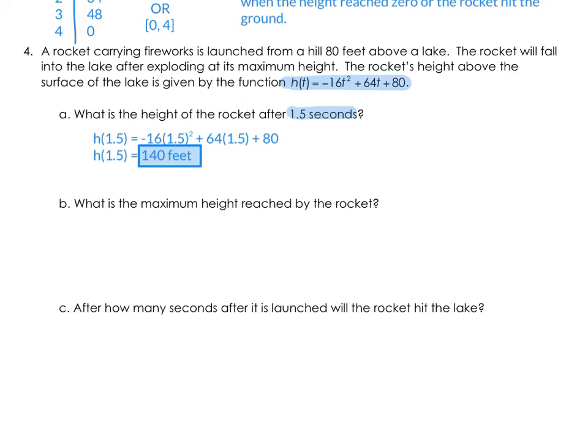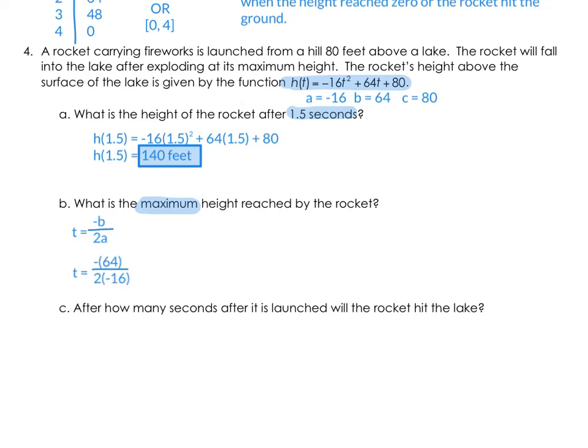The next question says, what is the maximum height reached by the rocket? Okay, so we're talking about a maximum height, that's an output, but I need to know where does that happen? So to find out where that maximum height happens, we're going to use the axis of symmetry formula, which is t equals negative b over 2a. Then I'm going to identify the a, b, and c values underneath my function. So up under the quadratic, you can see I wrote a is negative 16, b is 64, and c is 80.